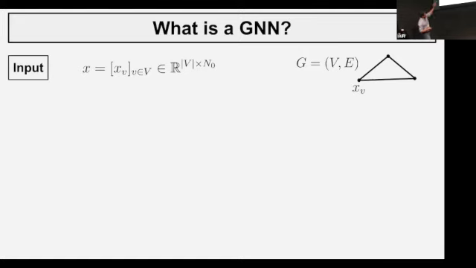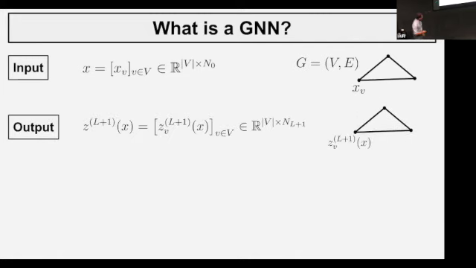And my notation is that the feature dimension for the inputs is n0. That's the dimension of the input to the graph neural network that you have. Okay, very good. So then what's the output of a graph neural network? Well, it's almost the same thing. Okay, so I'm about to explain how you get there.